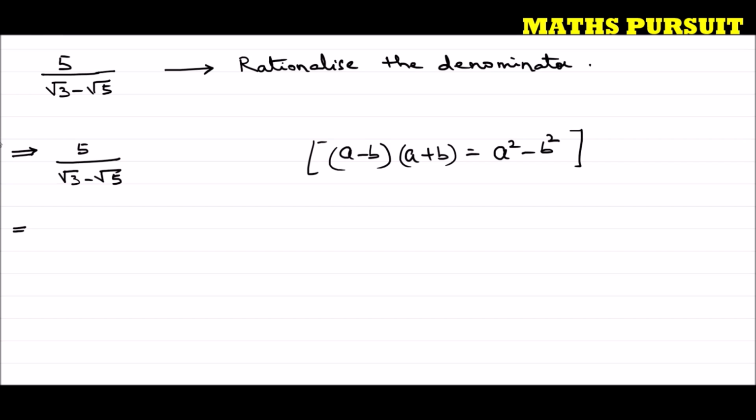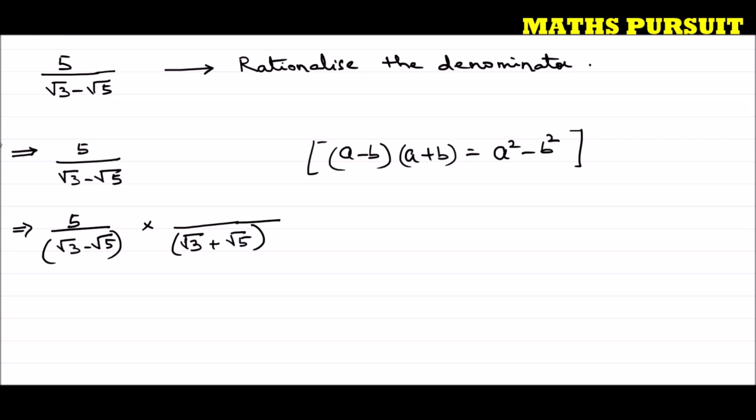Now let's see. The question has given us 5 upon root 3 minus root 5. In order to remove this, I need to multiply root 3 minus root 5 with root 3 plus root 5. That is a minus b into a plus b. So I need to multiply the denominator by root 3 plus root 5 so that I can make it a minus b into a plus b, and I can easily get the answer like a square minus b square, so that I can remove the roots.